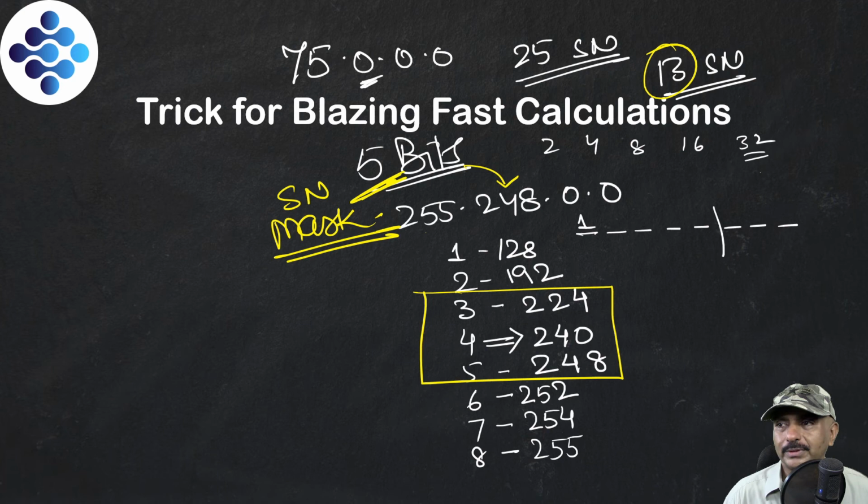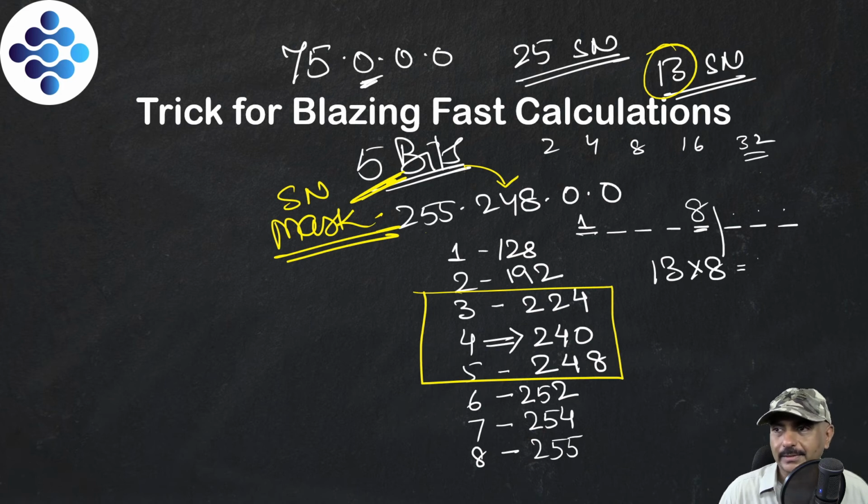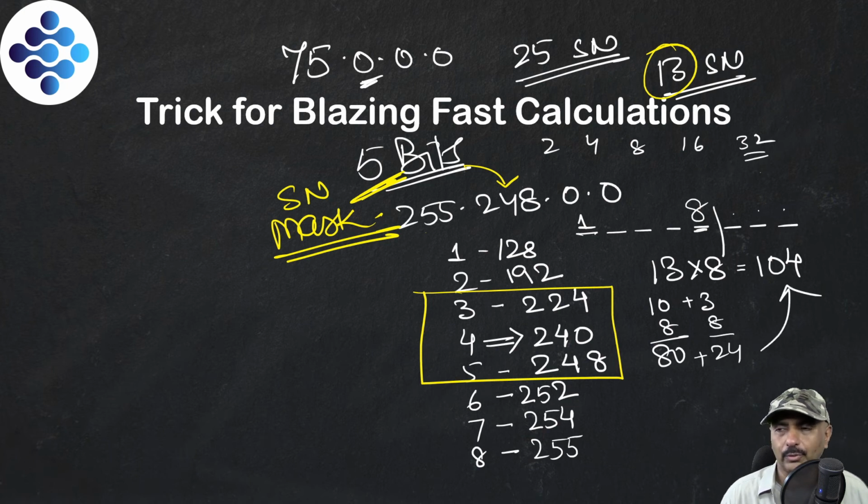All we need to do is, this is 1, 2, 4 and this is 8. So 13 into 8. Use Vedic maths, right? It is 104. How come? 10 plus 3. When you multiply, this becomes 80 and this 24. So that gives the value of 104. The moment you calculate, the answer is with you.